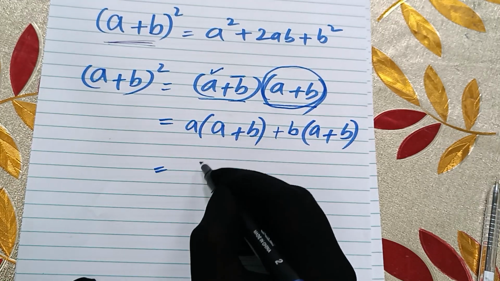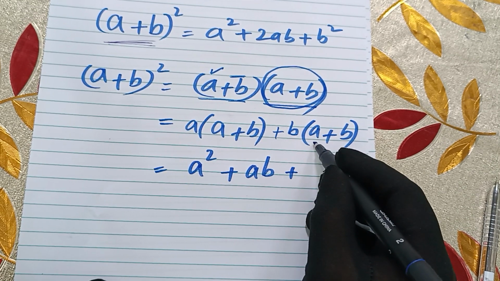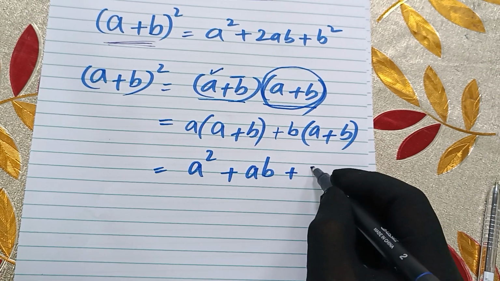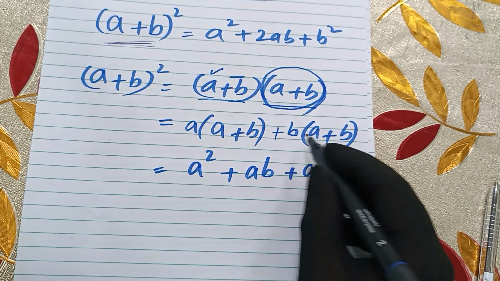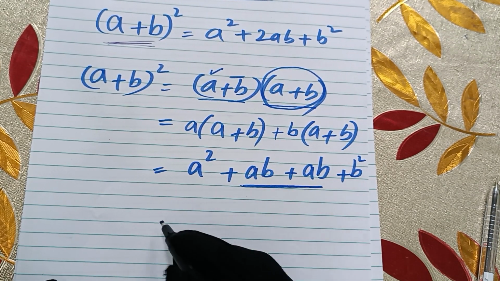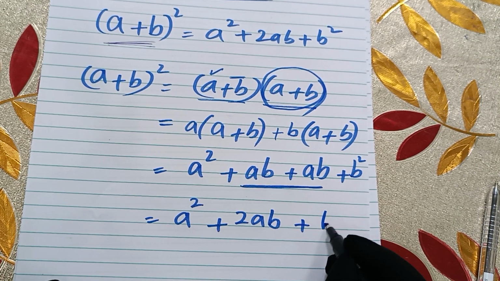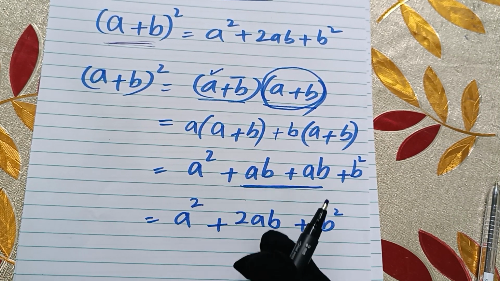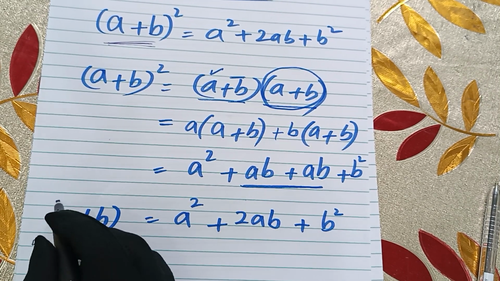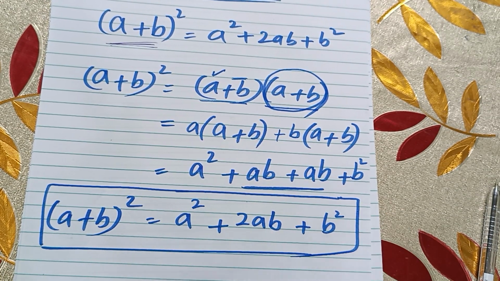A times a is a square. A times b, b times a, again we will write ab in alphabetical order. ab plus b times b is b square. These are like terms, so we can add them together. So there will be 2 times ab, since 1 ab and 1 ab make 2 ab. Hence a plus b whole square is equal to this, and our identity is proved.